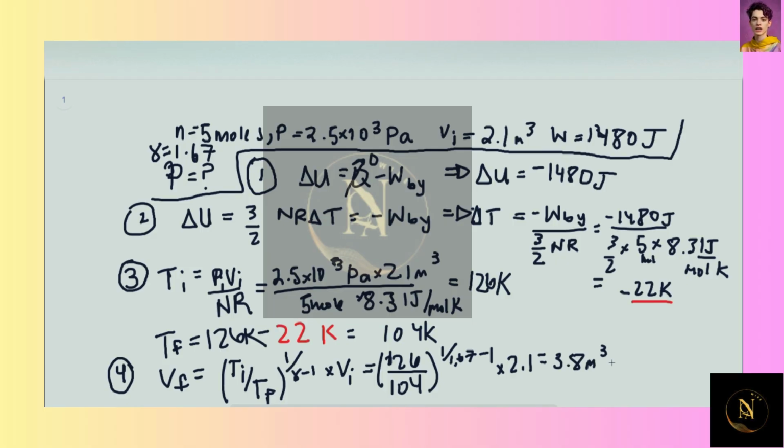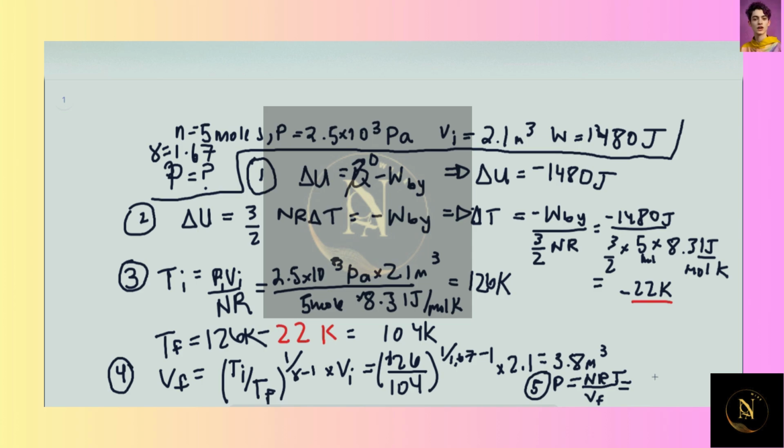Does that answer make sense? So the volume got bigger. If the work was done by the gas, that kind of makes sense, since it's pushing on its boundaries, so its volume is going to get larger. Okay, and then we finally have all the ingredients to calculate the pressure. I'll label that step 5. Last but not least, pressure is nRT over volume. And again, that's just from manipulating the ideal gas law.